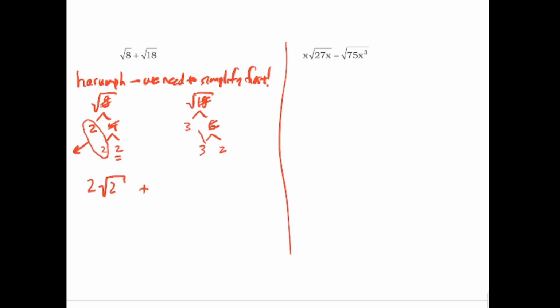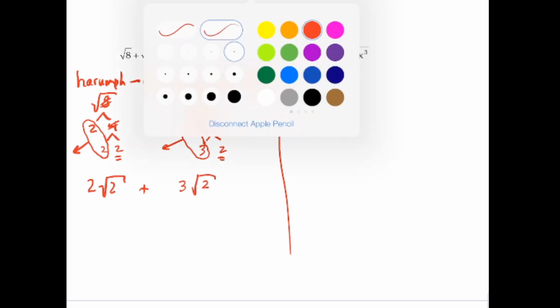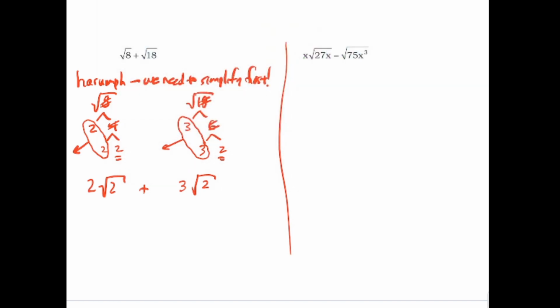I got a pair of 3's. And if you got a pair of 3's, that'll release a 3 to the front. Still got the 2 inside, so you leave the 2 inside. So we simplify first. Then we look at it and we go, hey, we do have like terms after all. It's just that they were disguised. So having simplified root 8 and simplified root 18, we look at this and we say, I got 2 thingy-wingies plus 3 thingy-wingies gives me 5 thingy-wingies.